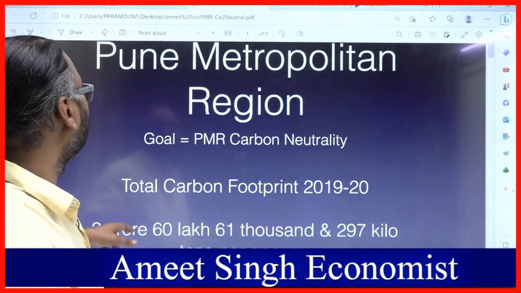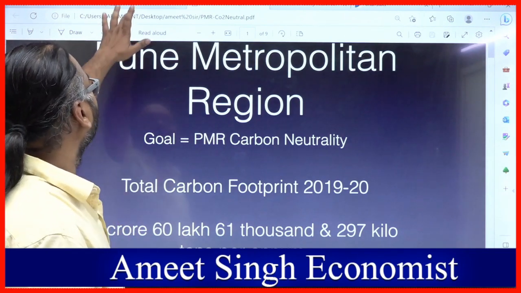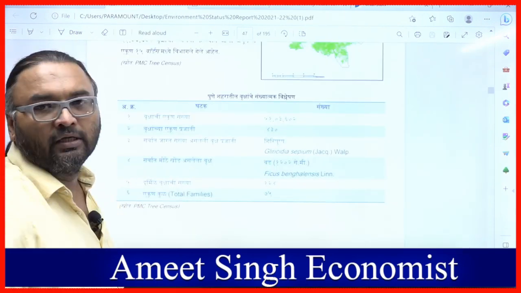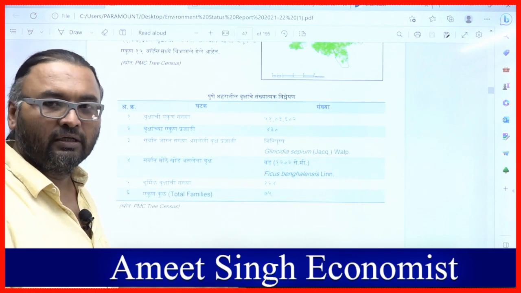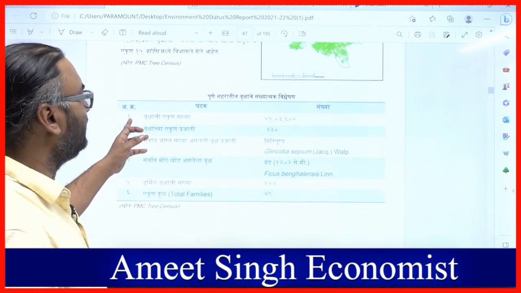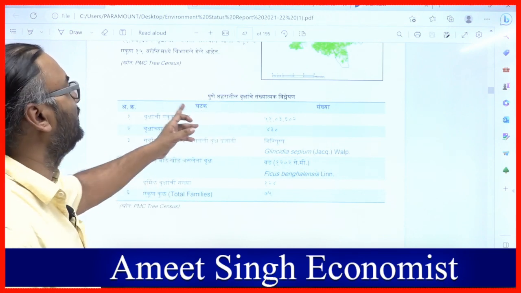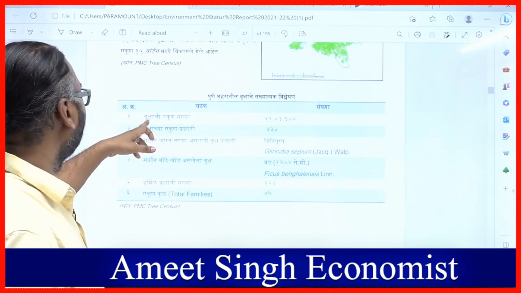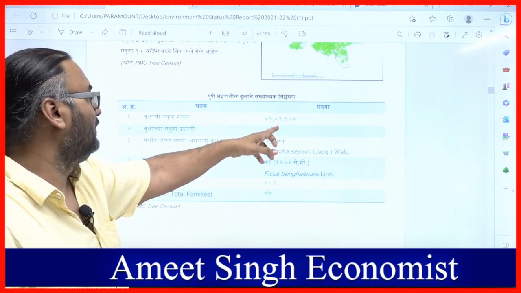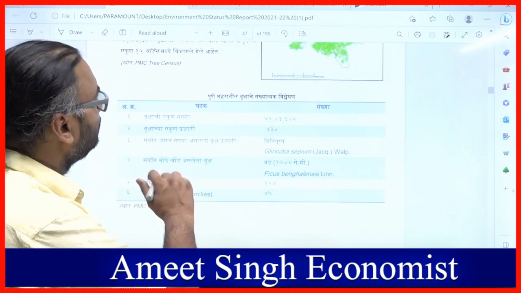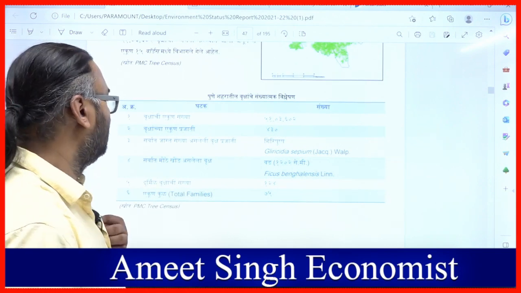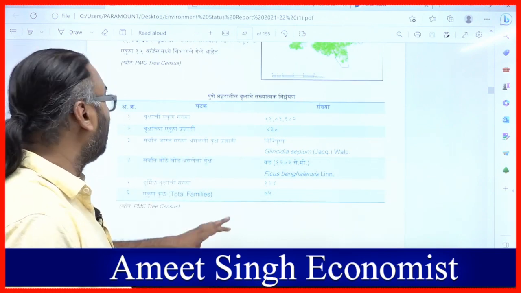Now these emissions have to get absorbed. So let's assume that they need to get absorbed by the trees in Pune. Let's assume that we have got only the trees to absorb all the CO2 emissions. So according to the tree census of the Pune City Municipal Corporation, you've got the total count of trees at 51 lakh 3,602 trees.